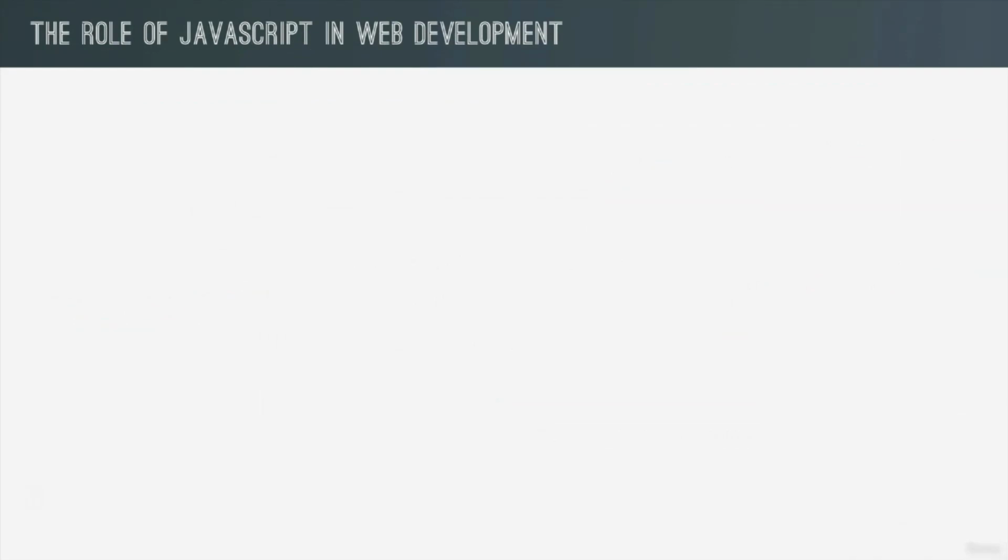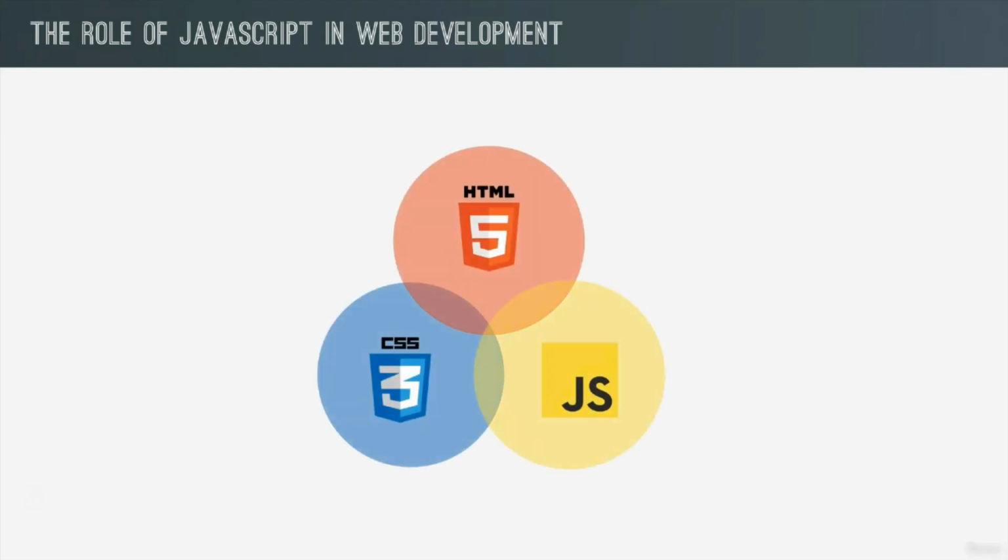Anyway, now that we know what JavaScript actually is, at least kind of, what is the role that it plays in web development? Or in other words, what do we actually use it for? And to answer that question, let's actually look at the three core technologies of the web: HTML, CSS, and of course, JavaScript. So these three technologies all work together to create beautiful, interactive, and dynamic websites or web applications.